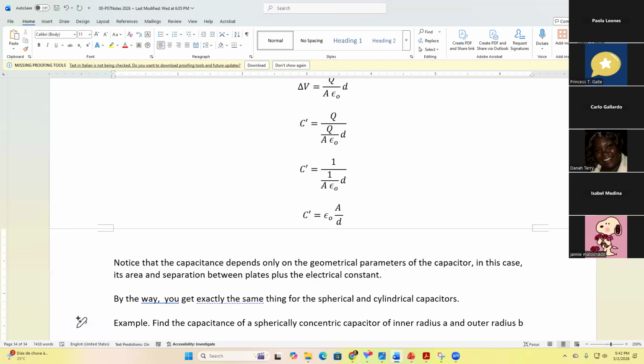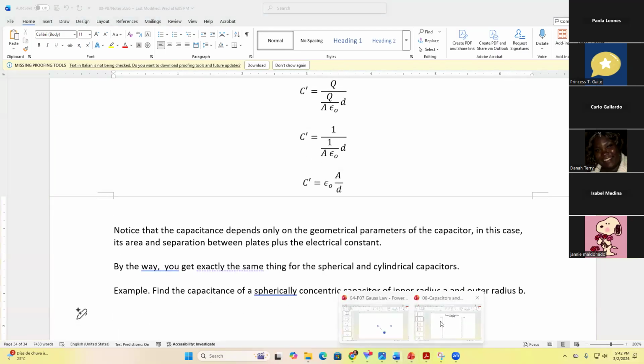Do I need anything else? Now we don't need anything else. I don't even need to tell you the charge of the capacitor, because the charge is going to cancel out. The voltage is going to be proportional to the charge, and the charge in the definition of the capacitor will cancel out with the charge in the voltage. That's all you need. Okay?